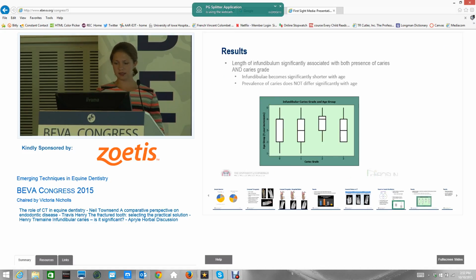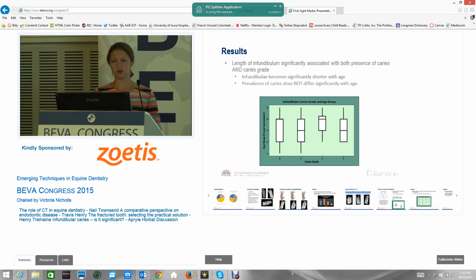As far as caries were concerned and the length of infundibulum and age, trying to associate everything in this study, the length of infundibulum was associated with both the presence of caries and the caries grade, showing that as the infundibulum got shorter, the caries actually got worse. The infundibulum becomes significantly shorter with age. That's been shown in multiple studies. However, the prevalence of caries didn't differ significantly with age, which is a bit confounding.